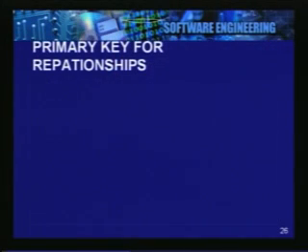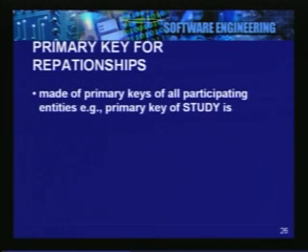What is the primary key for a relationship? Just as entities have key attributes, can we define the concept of a key for a relationship? Now, this is defined in a very simple way. A primary key of a relationship is made up of the primary keys of the participating entities. So, a relationship does not have a key of its own directly, but it is made up of the primary keys of the participating entities. If you look at the study relationship, what is the key of study?